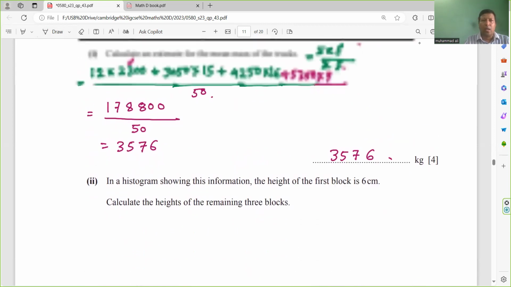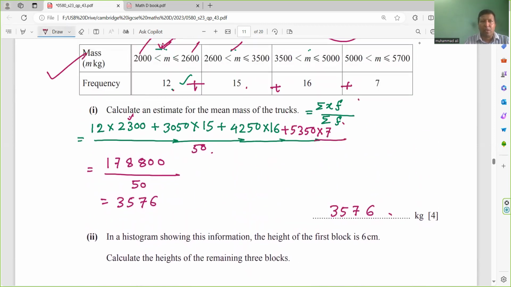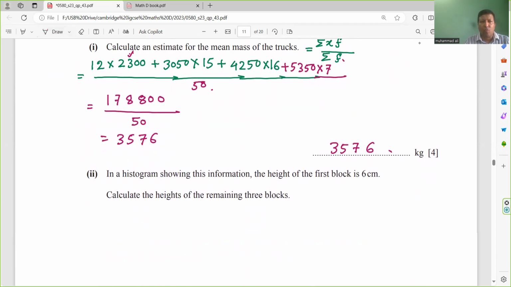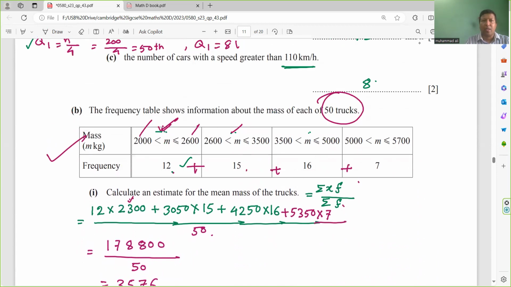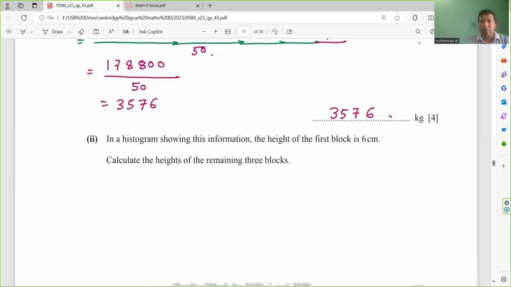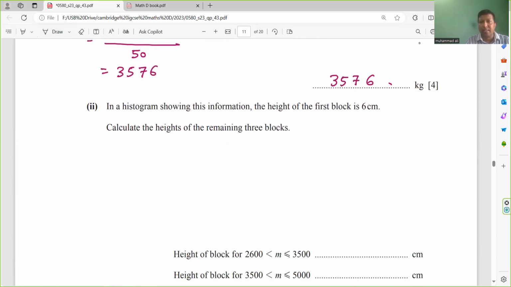Now we have to use this table for Roman 2, a histogram showing this information. The height of the first block is 6 centimeter. That means the height of the first block is 6 centimeter.